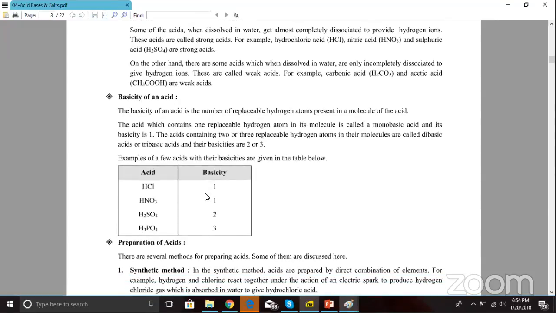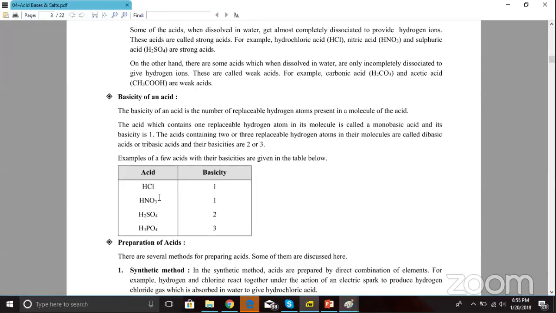Okay. Next one is the basicity of an acid. Basicity means, if you are taking one acid, how many replaceable hydrogen atoms that particular acid can provide. That we call the basicity of the acid. Suppose the acid contains only one replaceable hydrogen atom, that we call a monobasic acid, and the basicity is 1. Suppose the acid contains 2 or 3 replaceable hydrogen atoms, that we call dibasic or tribasic acids, and their basicities are 2 or 3.